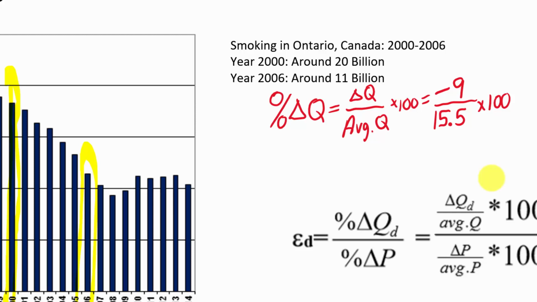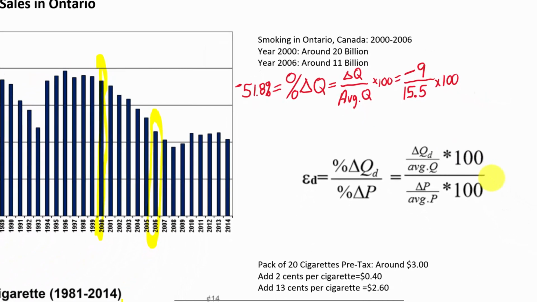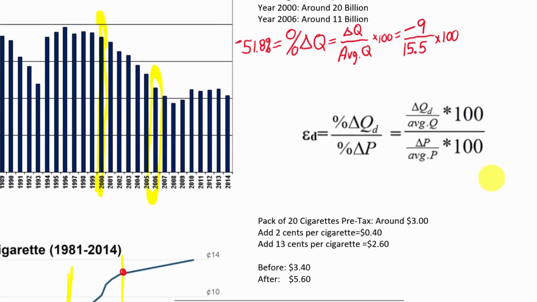So I'm getting that that's about a negative 51.8% change in quantity. Wow, that's a pretty big percent change in quantity. Okay, but we're talking about a pretty sizable increase in the price of cigarettes as well here.